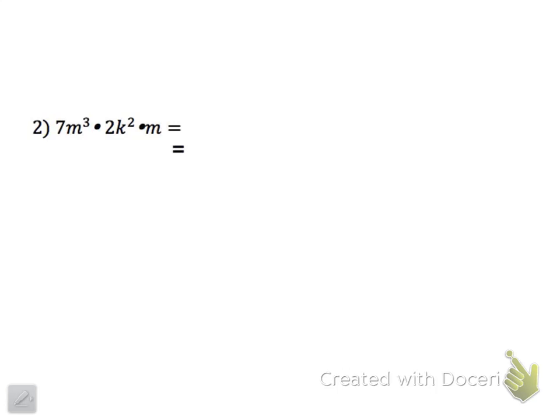This one we're going to see 7 times 2, and there's a 1 in front of that. So 7 times 2 times 1 is 14. And then we have 1m here and then an m here. So that's like saying it's m to the 1 right there. So we're going to do m to the 4 because we're adding them together, and then we still have our k squared. So I'm going to write it out the long way.